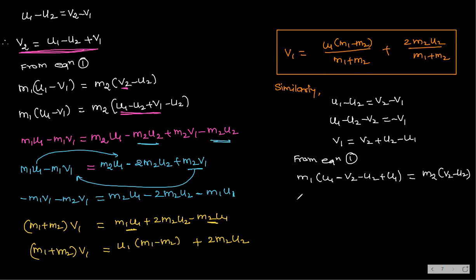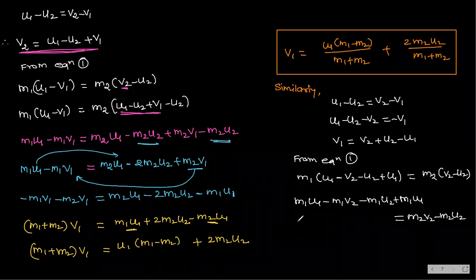Now again what you have to do? Multiply: M1 U1 minus M1 V2 minus M1 U2 plus M1 U1 is equal to M2 V2 minus M2 U2. Yes, no? Understood?